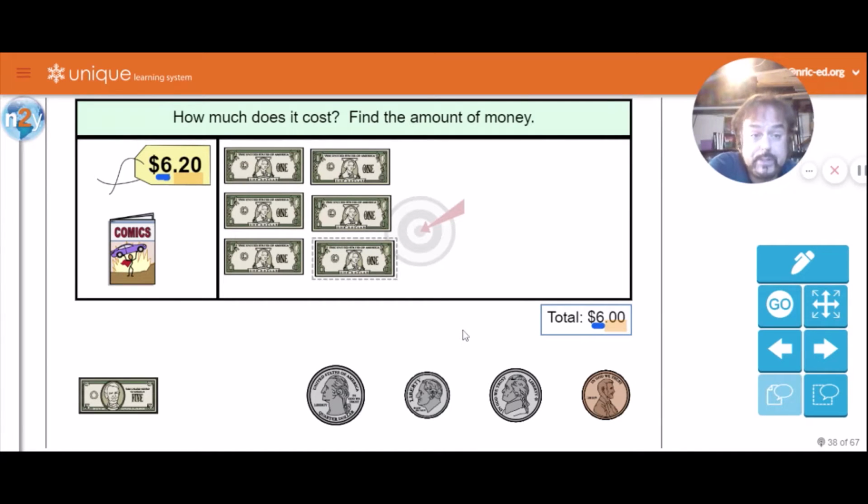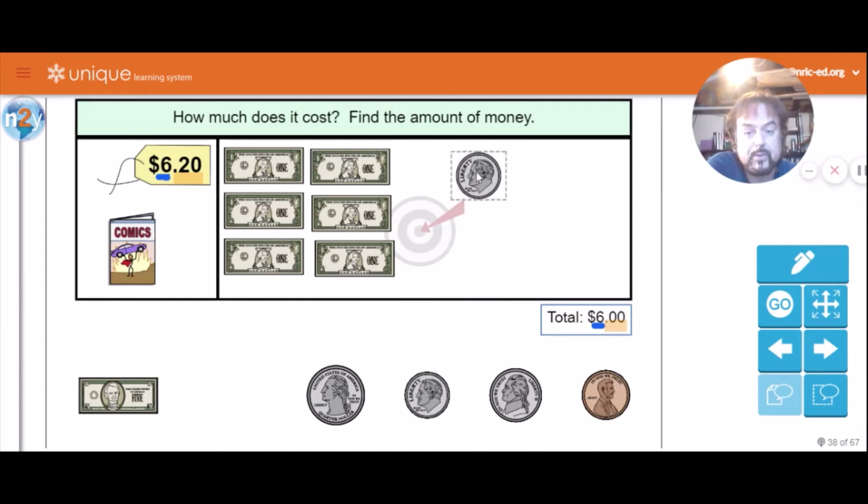Now we need to make 20 cents. We have to use one of the coins over here. Which coin is worth 10 cents? Because we're going to use the 10 cent coin. Is it this one, the quarter? Is it the dime? Is it the nickel? Is it the penny? Which one do you think? If you said the dime, you are correct.